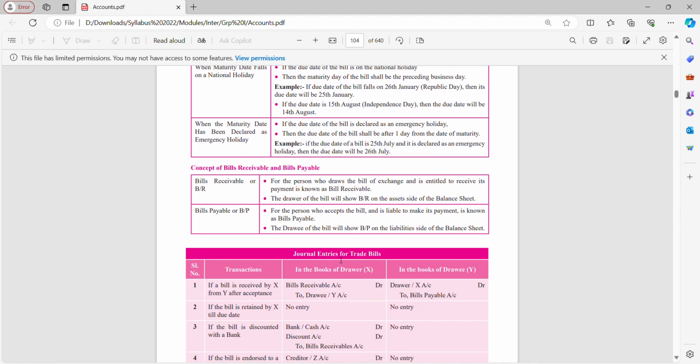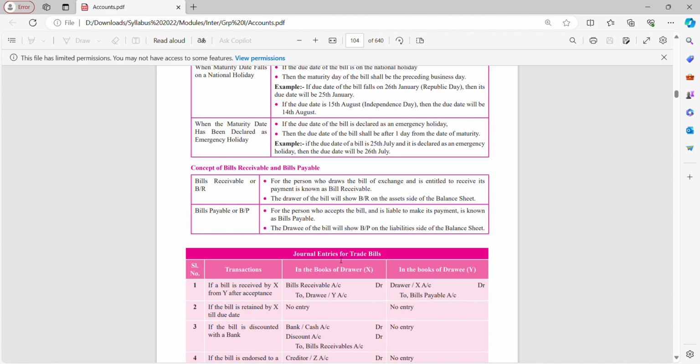Concept of bills receivable and bills payable. So what is bills receivable and bills payable? Bills receivable means I am supposed to receive 1000 rupees from Mr. A and I have a document related to that 1000 rupees receivable, that is bills receivable. I am supposed to pay 500 rupees to Mr. B and I have a document related to it, so that document will be known as bills payable. Let us give a quick read.